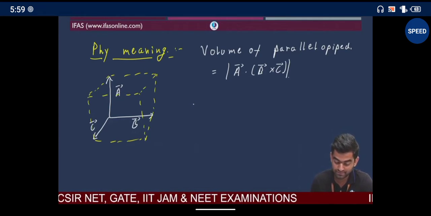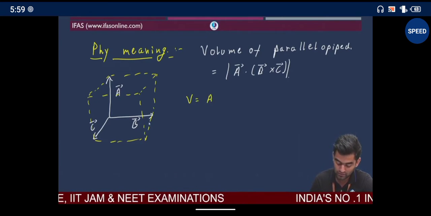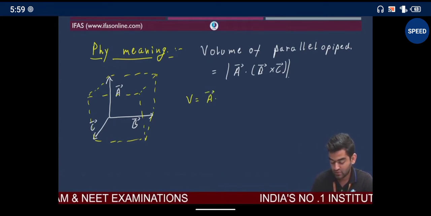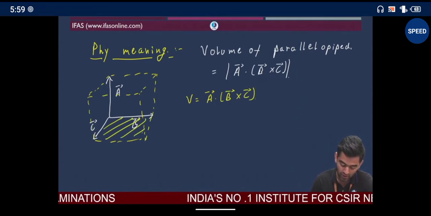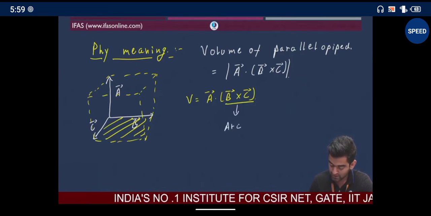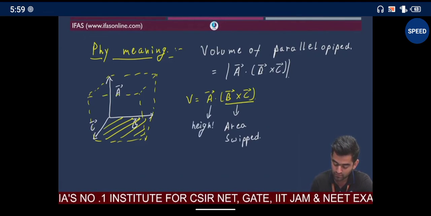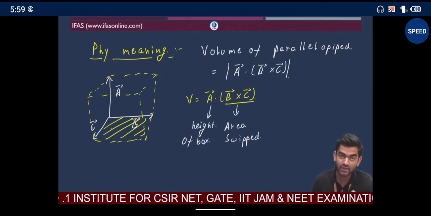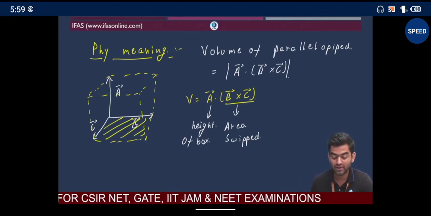The volume of this box can be represented as A dot B cross C. With B cross C, you calculate the area swept, and this is the height of the box. When you multiply this area swept with the height, it gives you the volume of the box.